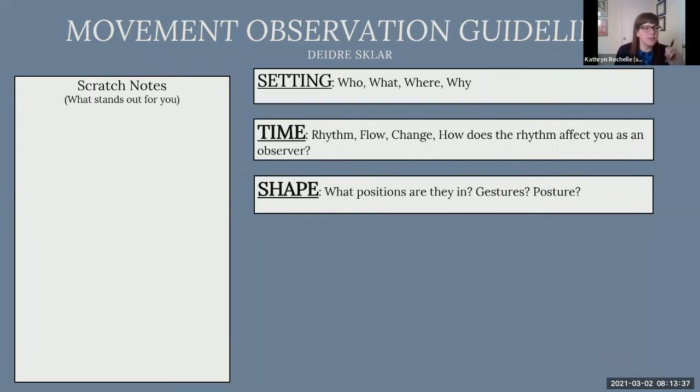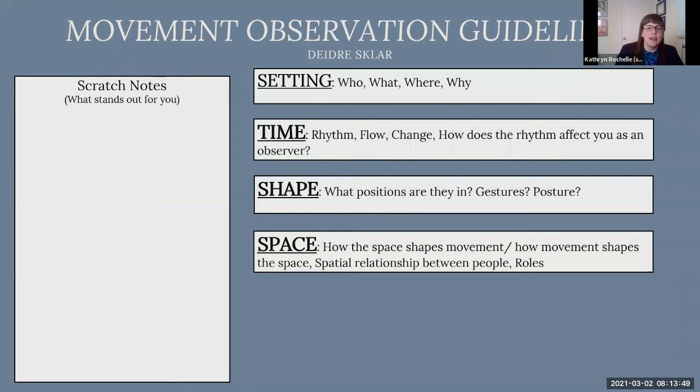Then we put our notes into the shape category. What positions are their bodies making? What shapes do you see? Do you see any gestures or postures that are kind of characteristic of this style? Then we talk about space. So this is how the space or the environment shapes the movements and how the movement shapes the space. And we're also looking at the spatial relationship between people and if there are specific roles for specific spaces.